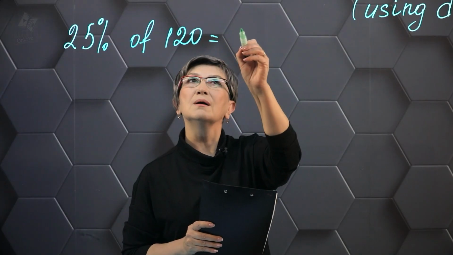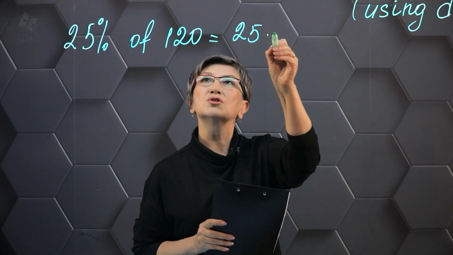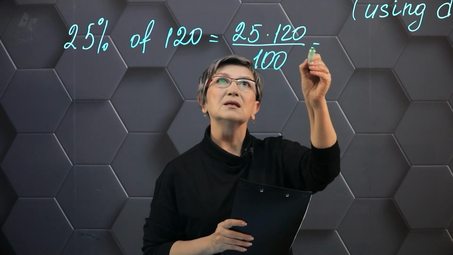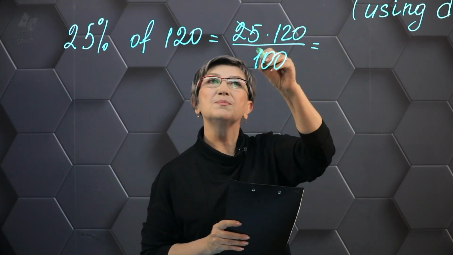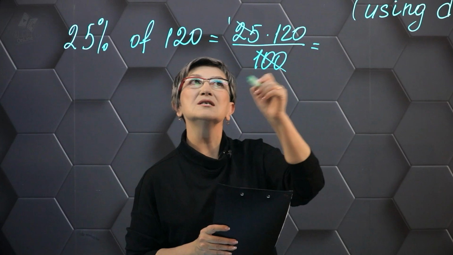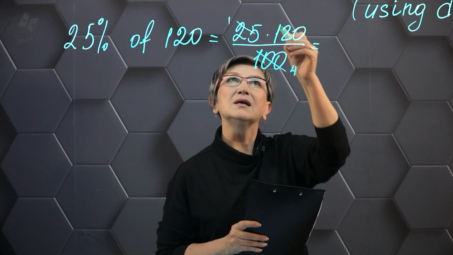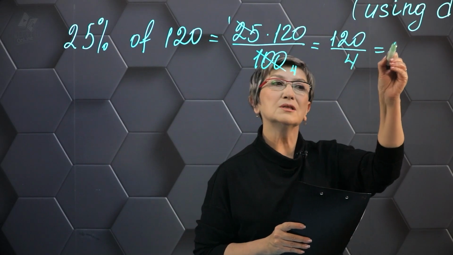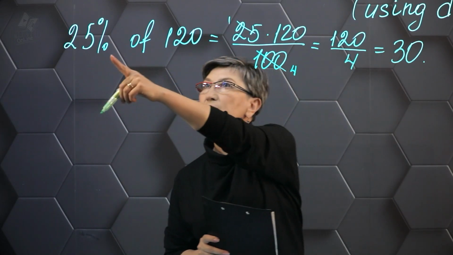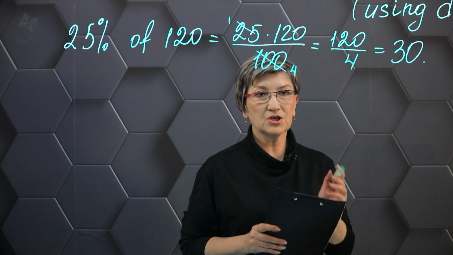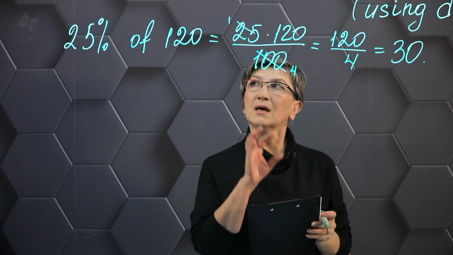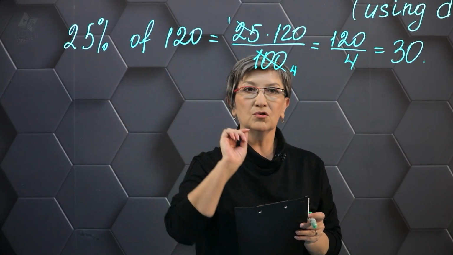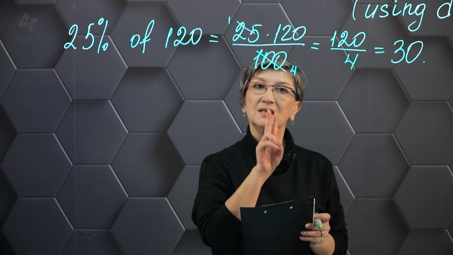That is, I can multiply 25 by 120 and divide by 100. And I am left with 120 divided by 4, and this will be 30. And the result is that we have found 25% of the number 120. But there's another way of calculating percentages of a number. In this case, you have to take 2 steps.